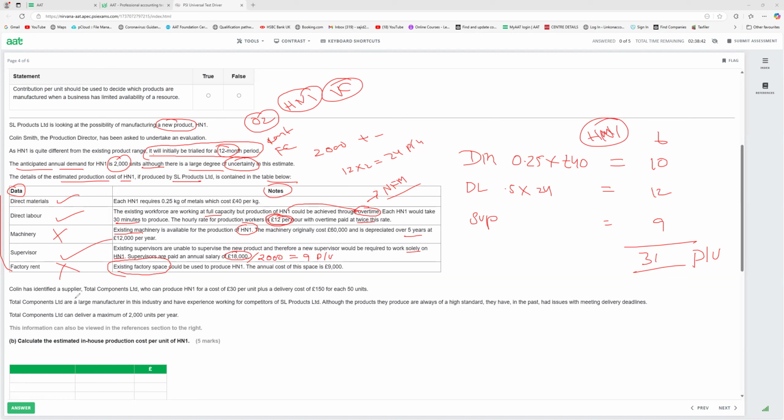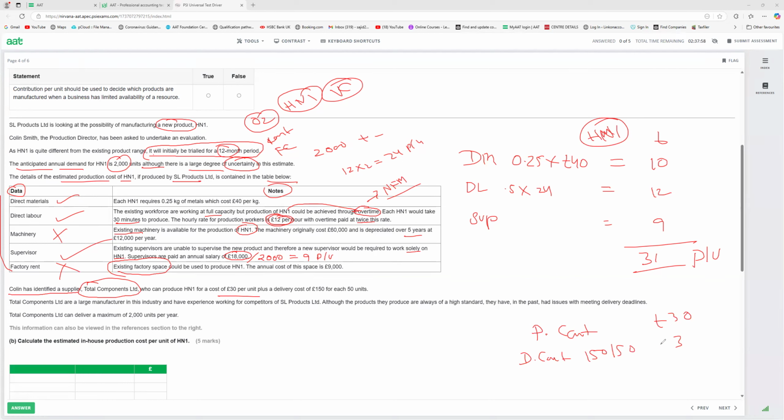Colin has identified a supplier. This supplier should be from outside, a third party. Total Components Limited, this is the name of the company, who can produce HN1 for a cost of 30 per unit plus a delivery cost of 150 for 50 units. So 30 pounds will be the production cost, and the delivery cost will be 150 divided by 50 units. So 150 divided by 50 gives me 3.